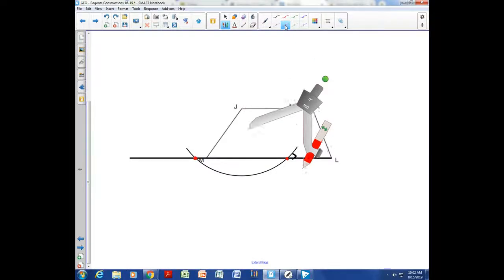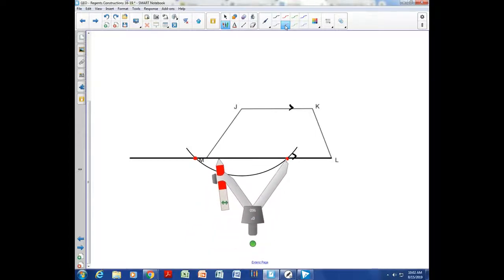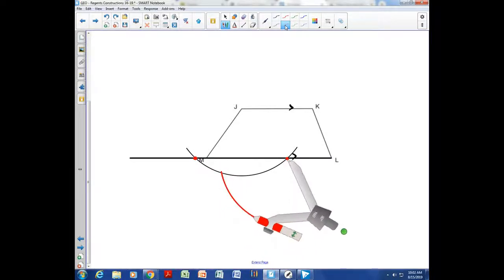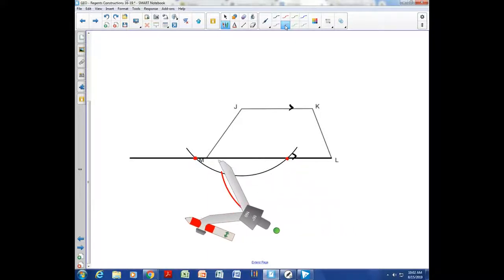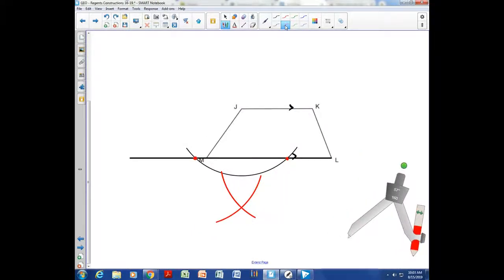I'm going to drop the compass down and put the pointer on one of them. Just make sure I'm open to more than halfway to the other, as usual, because we need to have that point of intersection. You can see I am. Then I'm just going to draw an arc down here and go to the other point of intersection and intersect that arc. I now have the 2 points I need to drop down the altitude.